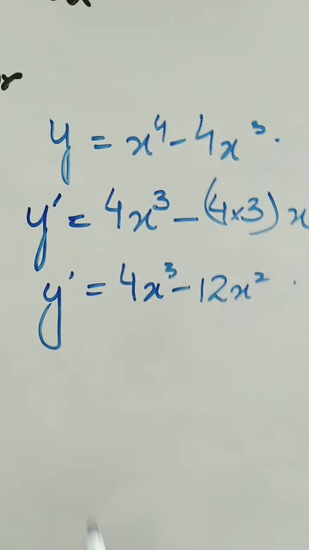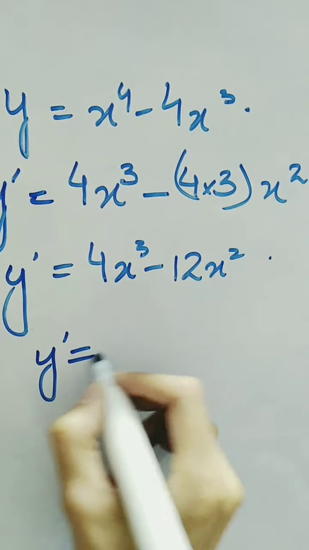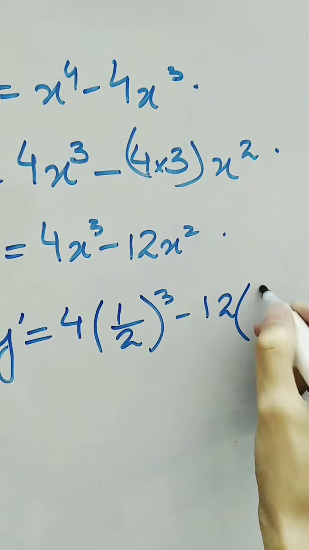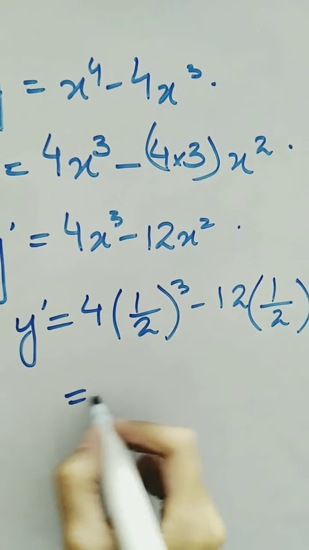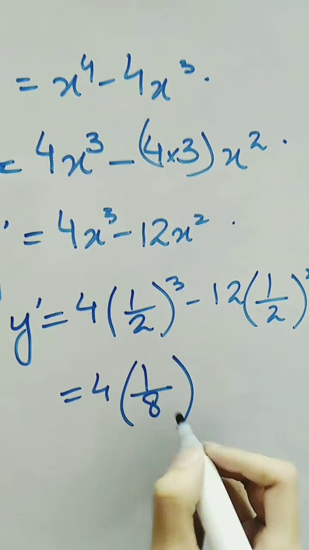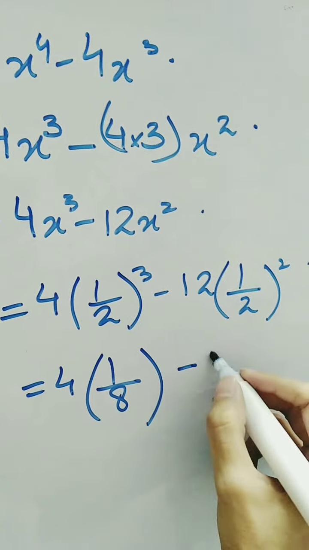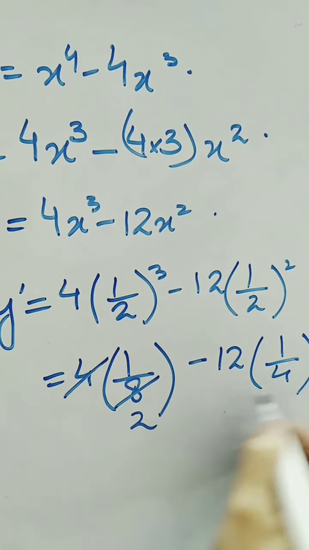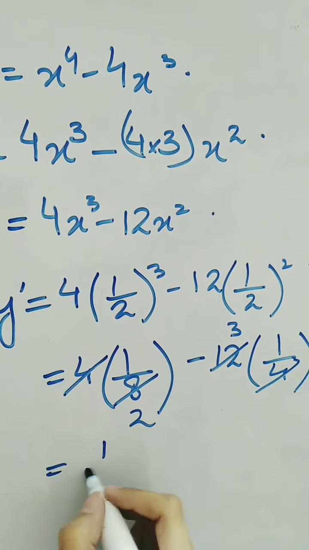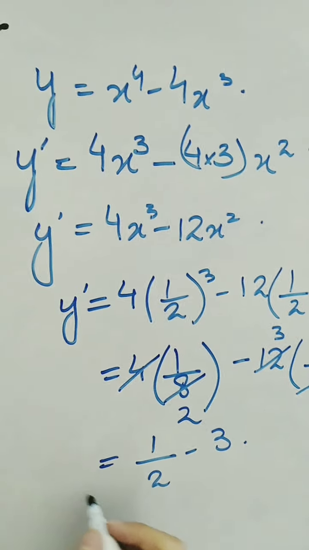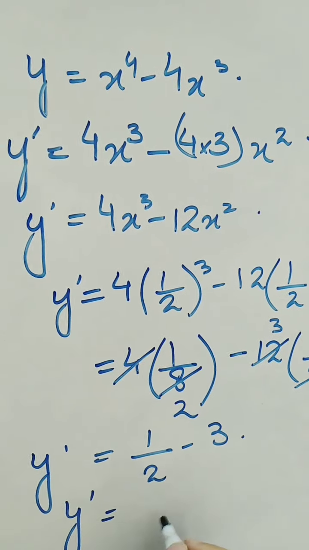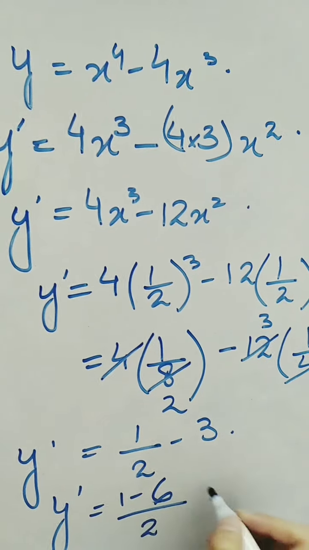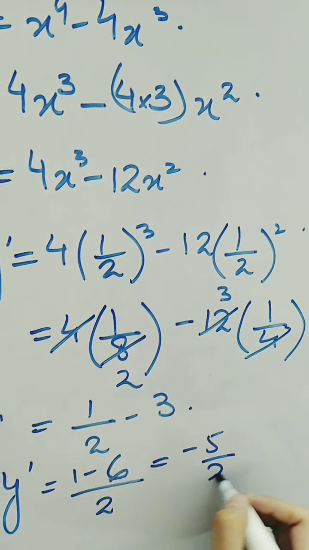Again, we put the value of x in order to get the value of y dash. The value of x is 1 over 2: 4 times 1 over 2 cubed minus 12 times 1 over 2 whole squared. We have 1 over 2 becoming 1 over 8 as there is a cube here, and we have 1 over 4 here. We have 1 over 2 minus 3, which is 2 over 1... minus 3 into 2 is 6, and we have minus 5 over 2.